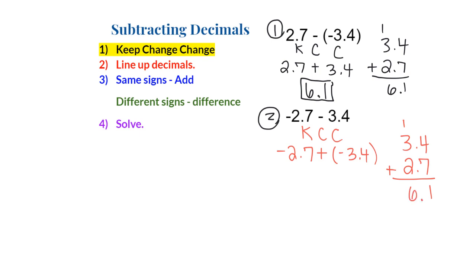So I get 6.1 again, but noticing that both of my decimals are negatives, that means my answer has to stay negative. So negative 6.1 would be my answer here.